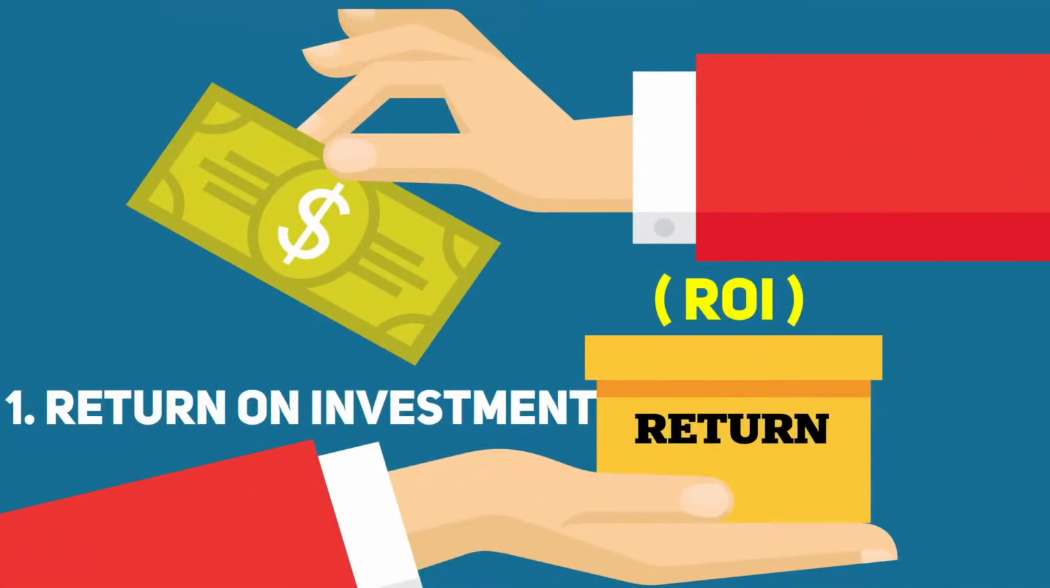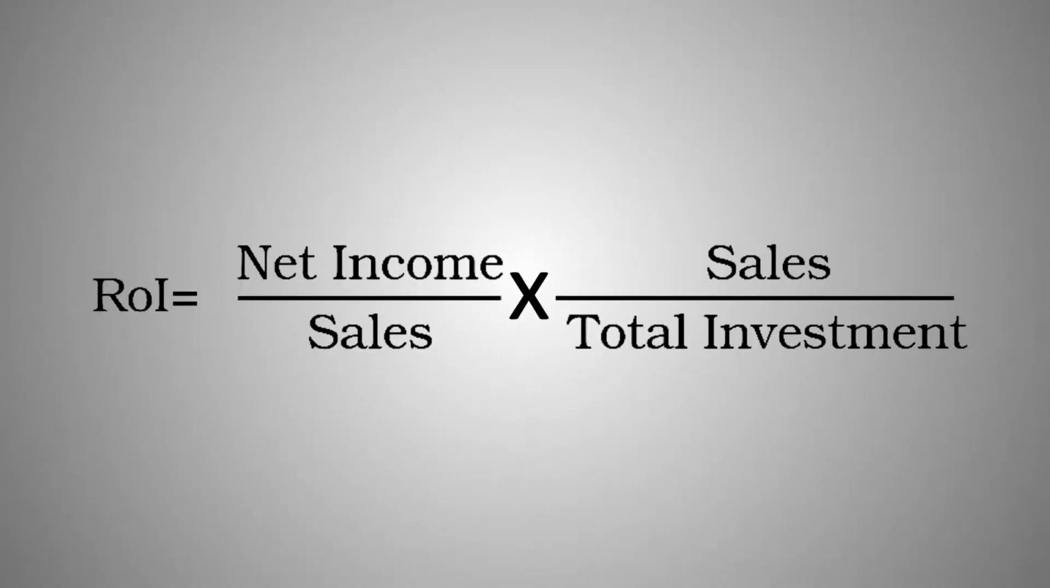Return on investment is also called ROI. It's a useful technique which helps to measure whether invested capital has been used efficiently for generating a sufficient amount of return or not. ROI is used to measure overall performance of an organization, or it can also help to analyze individual departments or divisions. It can be calculated by using this formula: ROI is equal to net income divided by sales into sales divided by total investment.